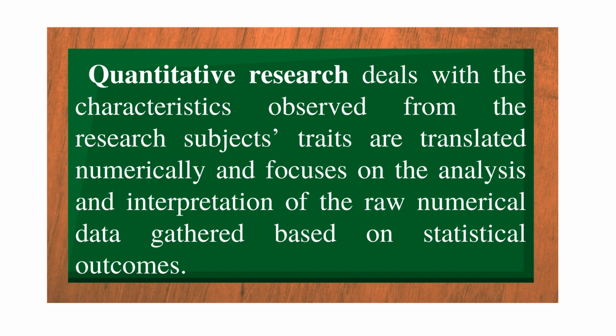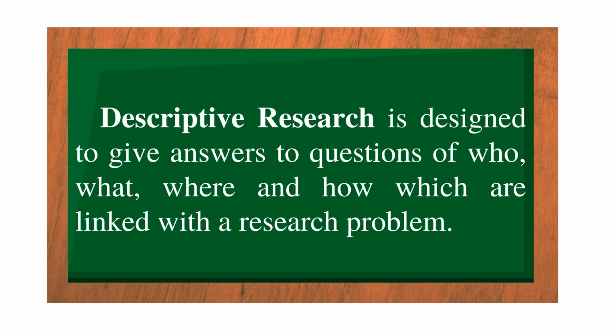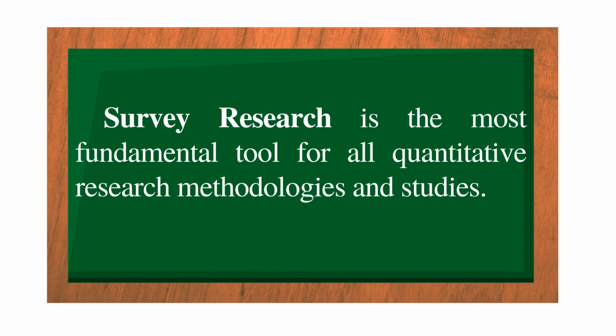What are the types of quantitative research? What are the defining features of each type? Types of quantitative research. Descriptive research is designed to give answers to questions of who, what, where, and how, which are linked with the research problem. Descriptive research does not answer the question why, because it does not seek to explain why certain things happen. It is used only to describe what exists and to gather information about the status of a certain phenomenon.